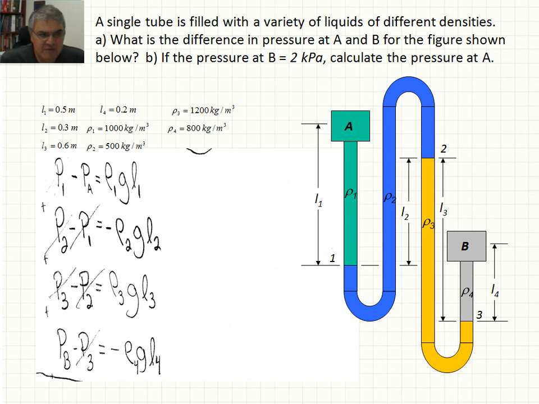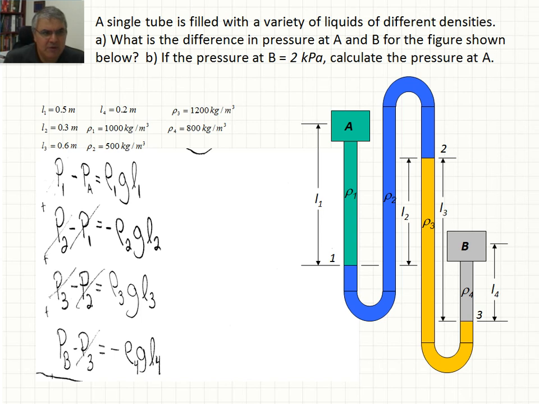So P sub 3 minus P sub 2 would be rho g, and the difference in elevation would be L sub 3. So that would be rho sub 3 g L sub 3. Rho sub 3 is the density of the yellow liquid that is presented to you here. Then if we would like to calculate the pressure difference between point 3 and P sub B, we would follow the same procedure, knowing L sub 4 and the density of the gray liquid, in this case rho sub 4, and we simply multiply rho sub 4 g times L sub 4, and that would be the pressure difference between point B and 3.